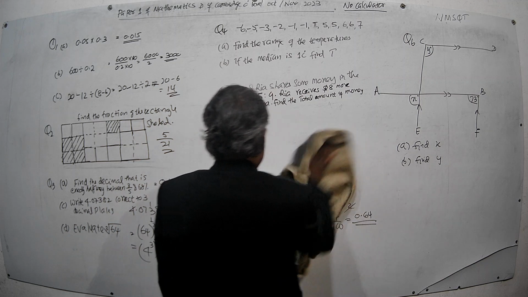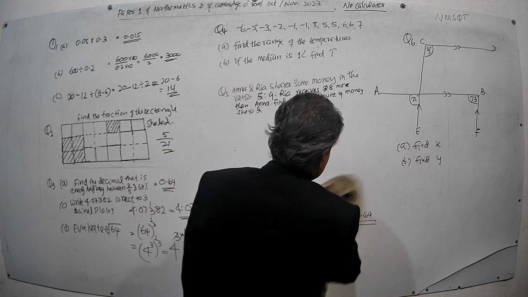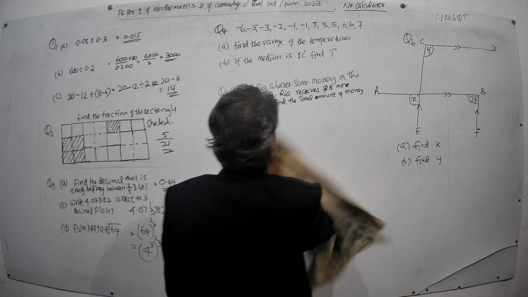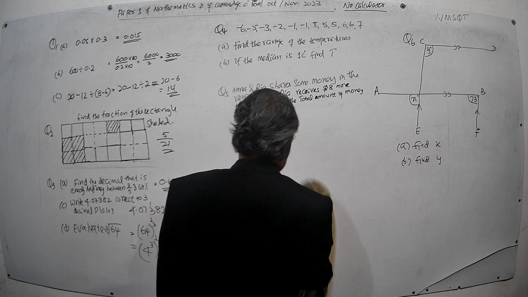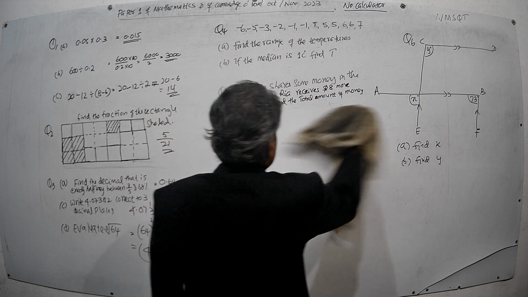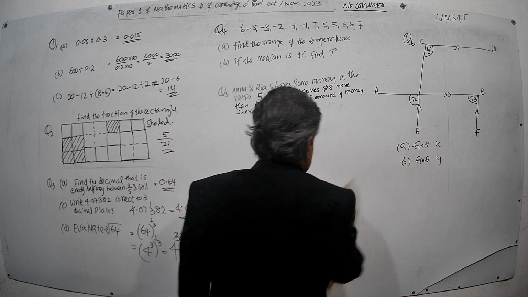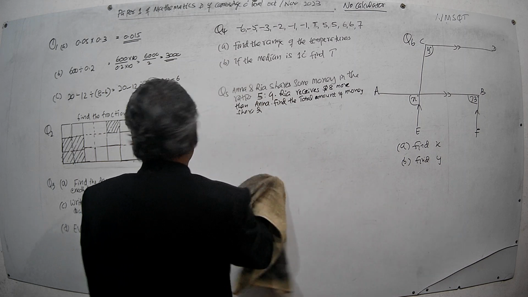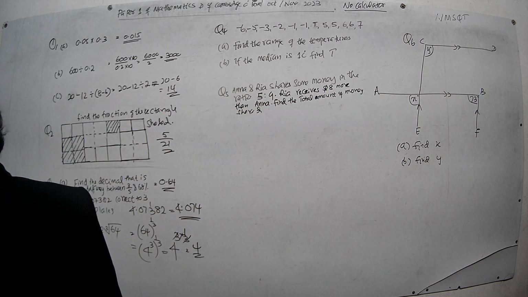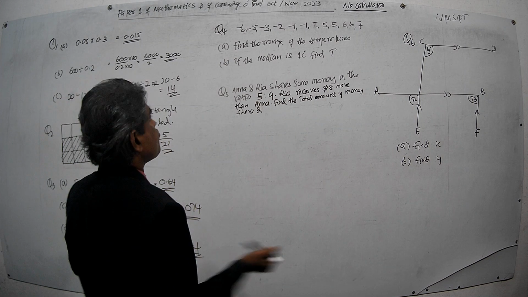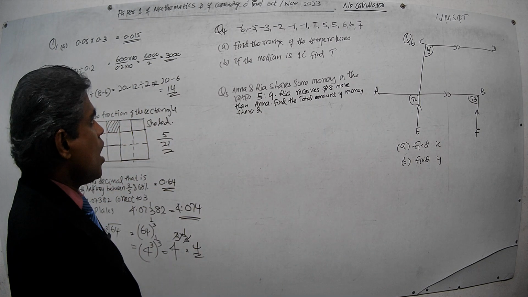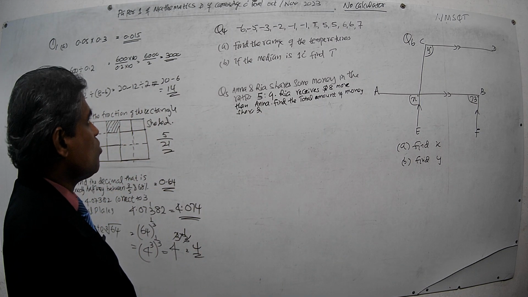Then they ask first to find the range of the temperature values. Find the range of the temperature values. Range, they ask. What is range? What is range when you are given a raw set of data? Range is the largest value minus smallest value.